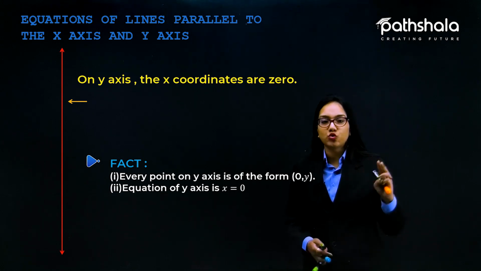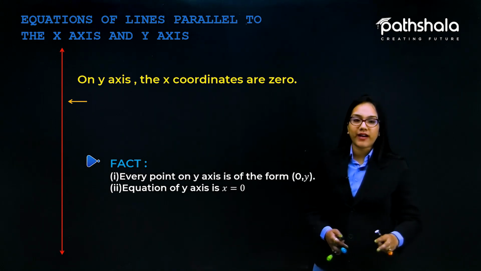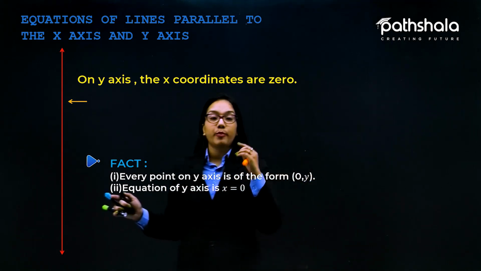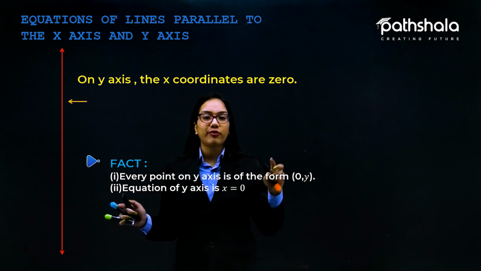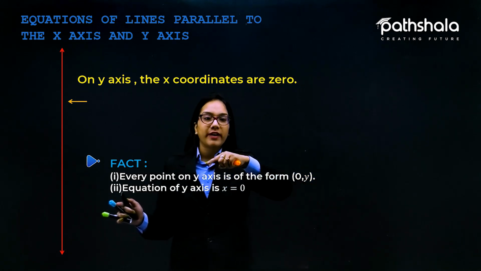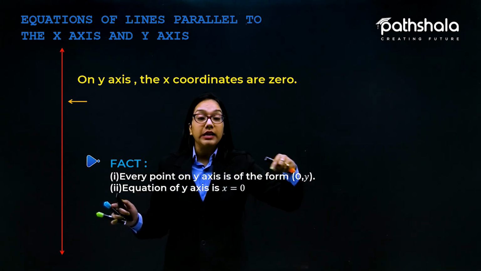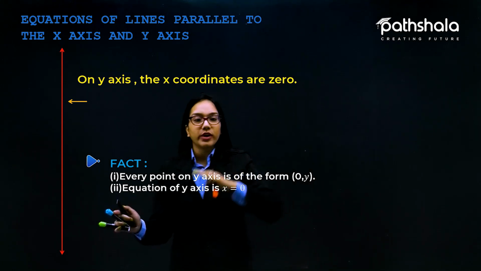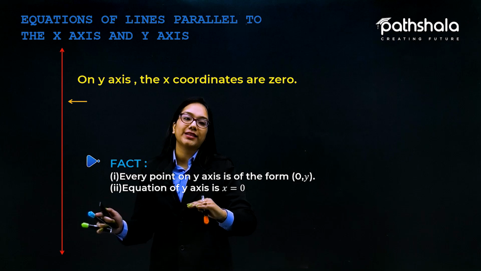Always remember these two facts related to the y-axis, and the two facts related to the x-axis: the points on the x-axis are always of the form (x, 0), and the points on the y-axis are of the form (0, y). The equation of the x-axis is y = 0. The equation of the y-axis is nothing but x = 0.